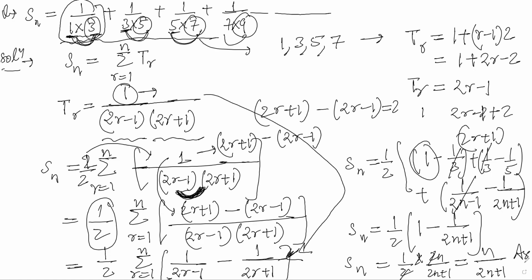Yeah, I think TR is equal to 1 by 3R into 3R plus 5. 1 by 3R into 3R plus 5. Just a minute. Oh, no, sorry, sir. 1 by, yeah. I took the opposite. One minute.